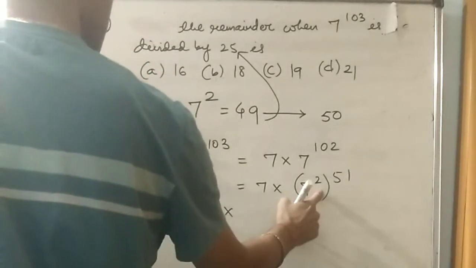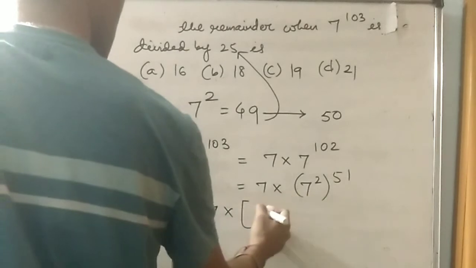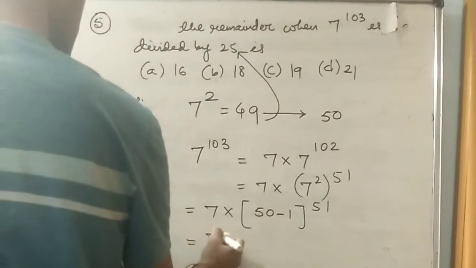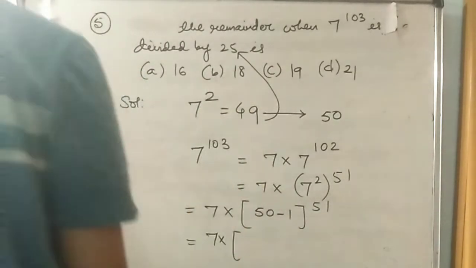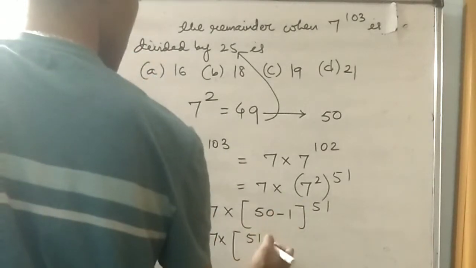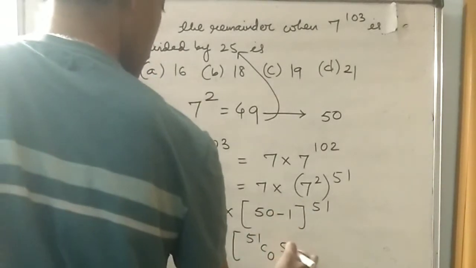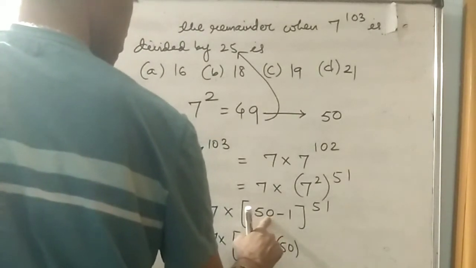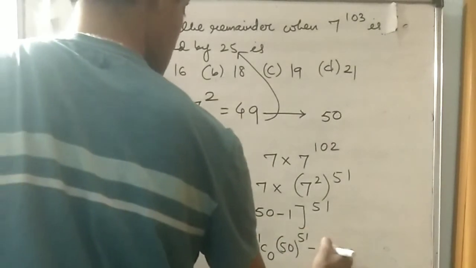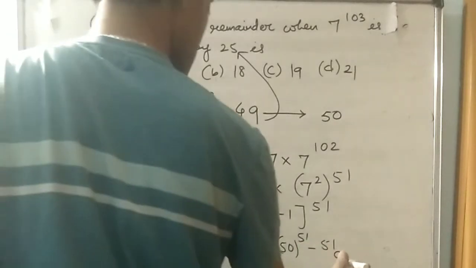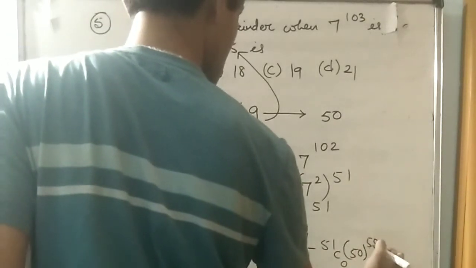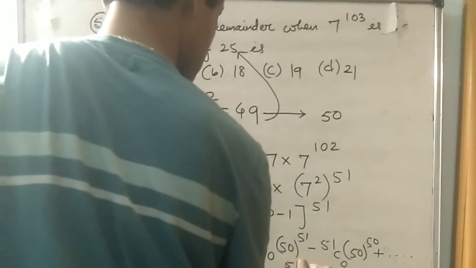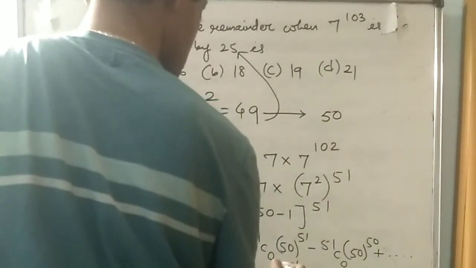Then this one is 49, which can be easily written as 50 minus 1. Now this question is solved by using the binomial expansion, which starts with 51C0, 50 raised to 51, then 51C1 with power n minus 1, so that is giving you 50 raised to 50. The next one will be minus, alternately positive and negative. 51C2, 50 raised to 49. So all are containing 50. And this way, the last term will be 51C51, obviously with negative sign.